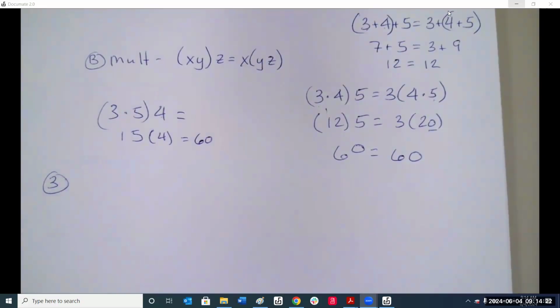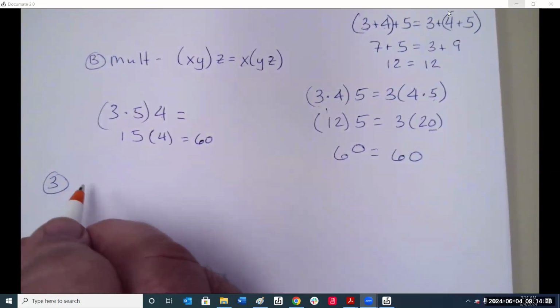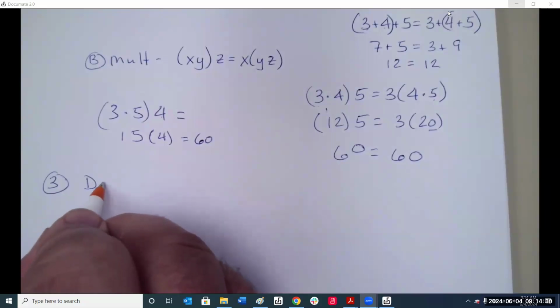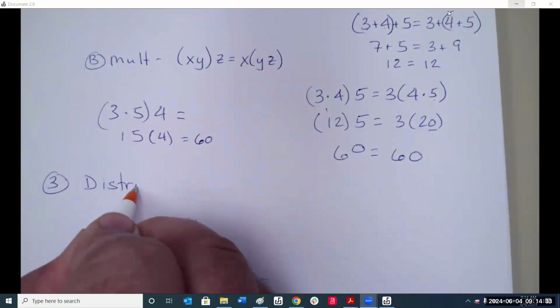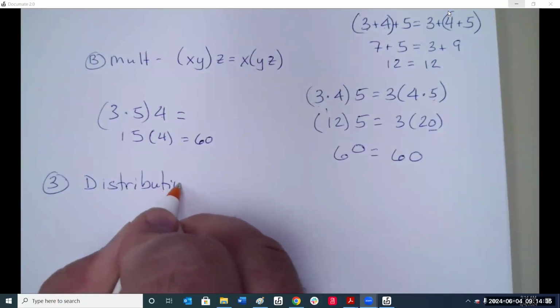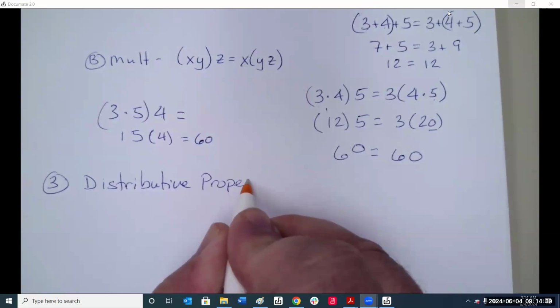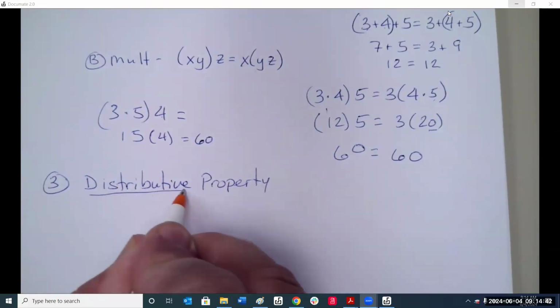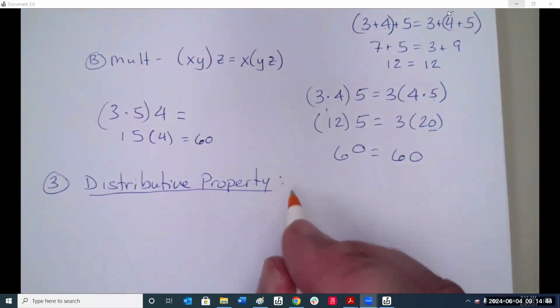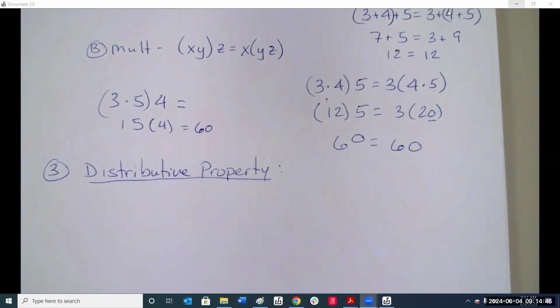So for the first two properties, we had to separate the multiplication and addition. The third property is probably the most important one that we deal with. You notice it doesn't have the word "of" at the end of it. The distributive property is one property by itself. It combines both the addition and multiplication.